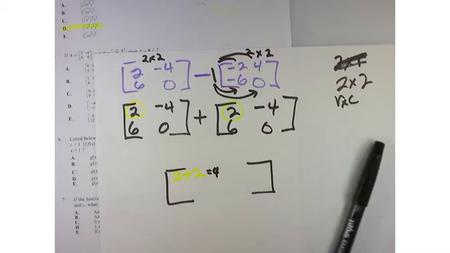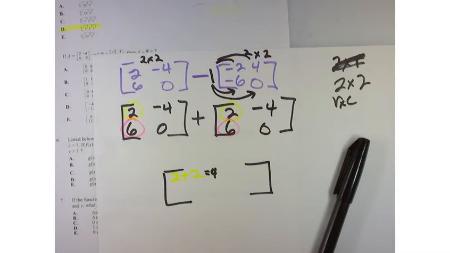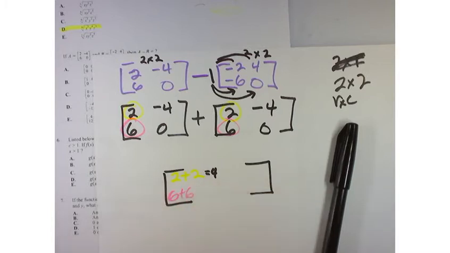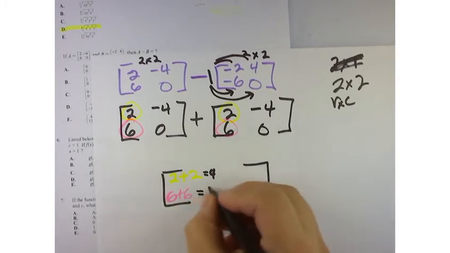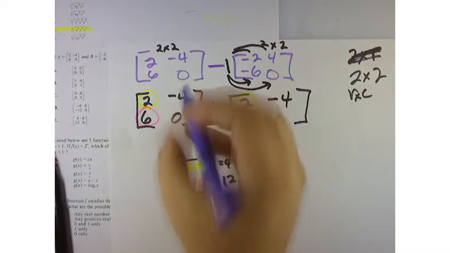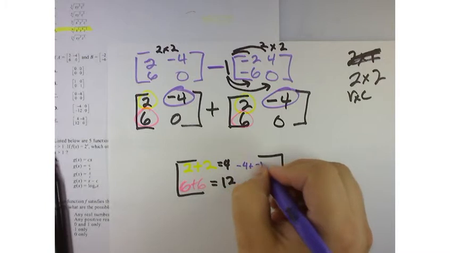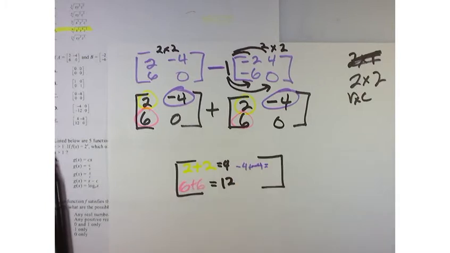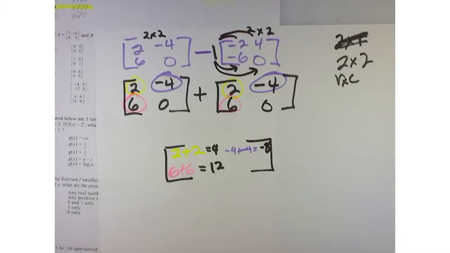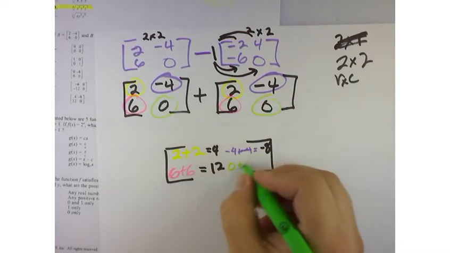The next term is going to come from the second row, first column, from both of those, which is 6 plus 6. And so 6 plus 6 should equal 12. And then the next term would be -4 plus -4, which equals -8. And then lastly we have 0 plus 0, which equals 0.